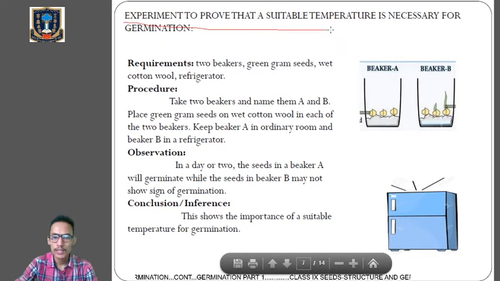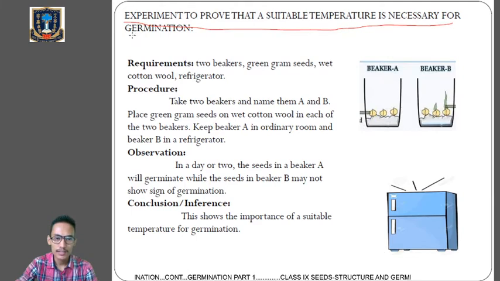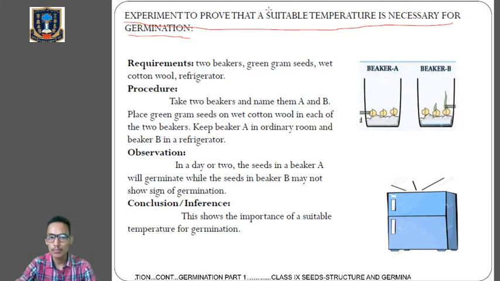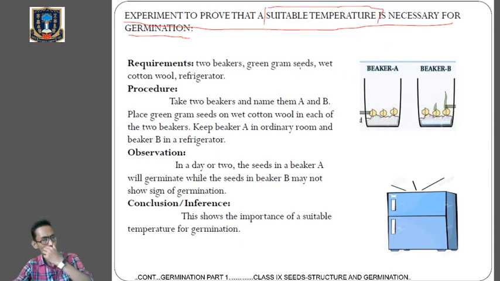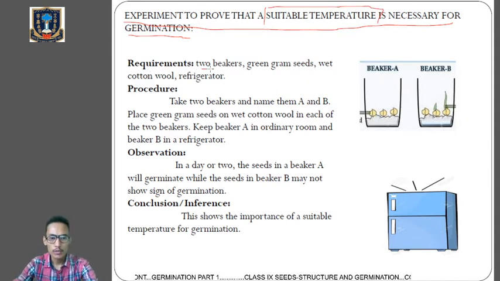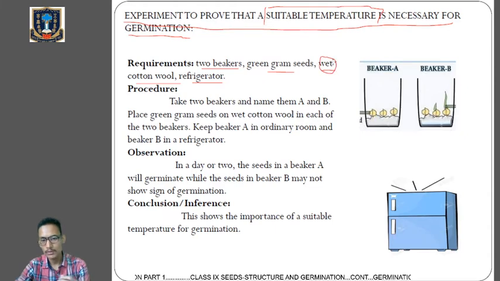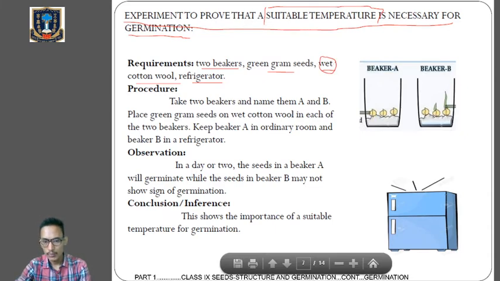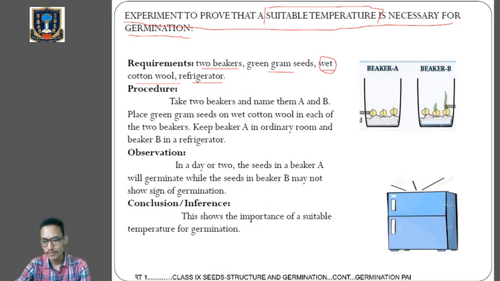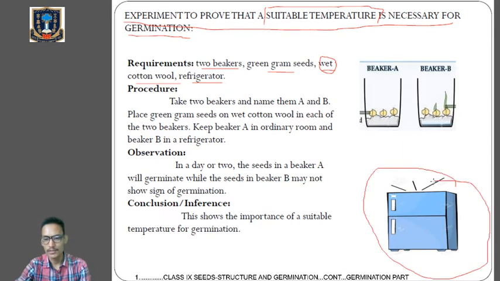Experiment to prove that a suitable temperature is necessary for germination. Now we are going to prove the importance of temperature for germination. So here also the same thing. Requirements: two beakers, green gram seeds, wet cotton wool, and a refrigerator. It must be wet, so there is no need of dry cotton wool over here. Then we require a refrigerator. You can see the refrigerator over here.